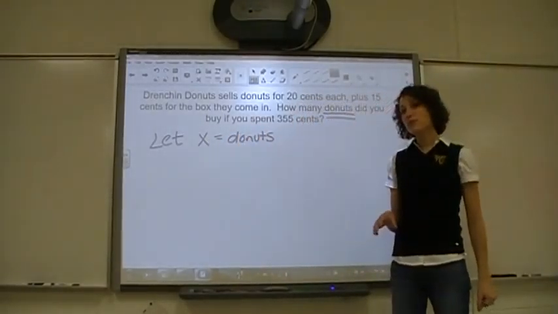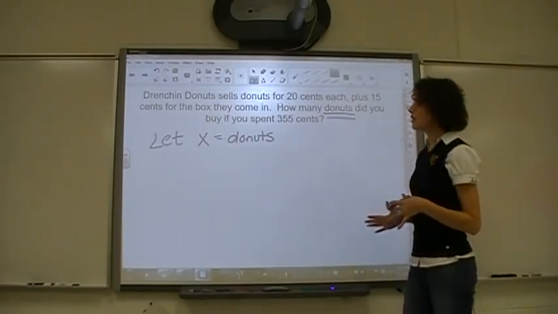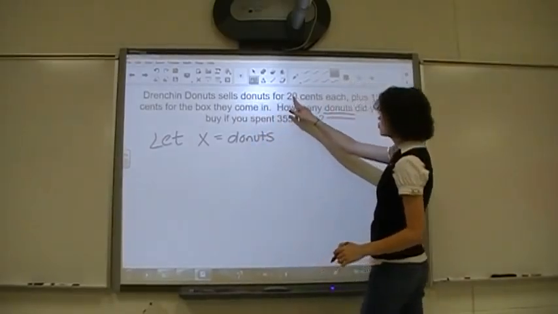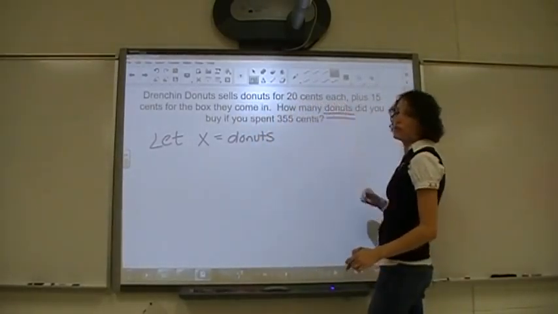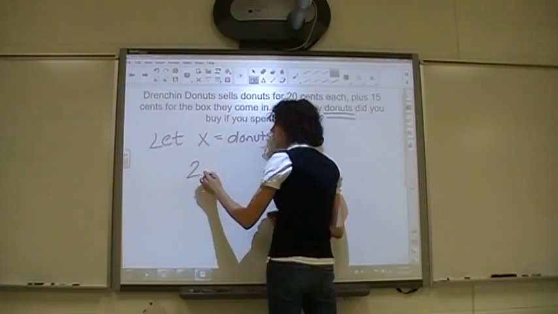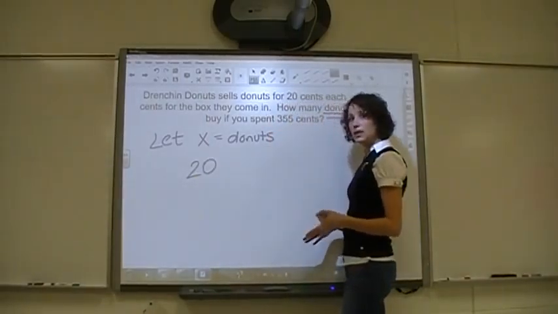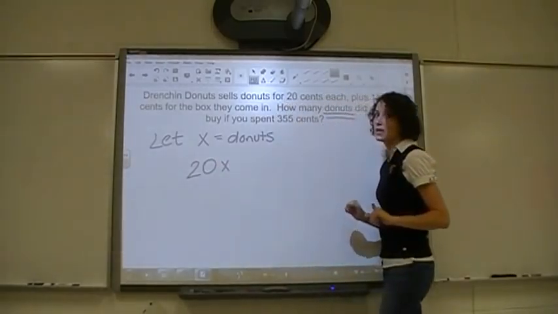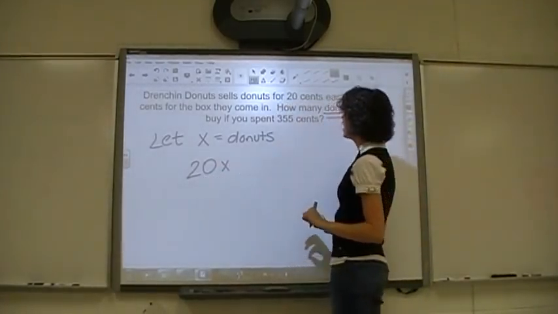Then you have to go through and get the equation for your problem. So just read it step by step. He sells donuts for 20 cents each. So that means you're going to spend 20 cents for every donut that you buy, and your donuts is x. So you have 20 times x.